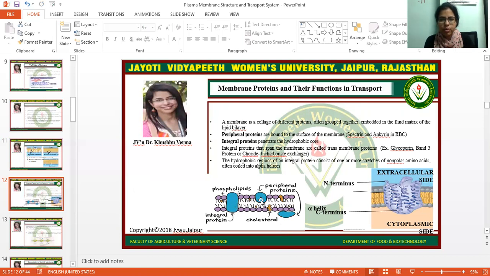Here you can simply see the two types of proteins. This is the peripheral protein. They will not cross the lipid bilayer. On the other hand, this is the integral protein. They will penetrate the lipid bilayer, basically the hydrophobic core region of the lipid bilayer.